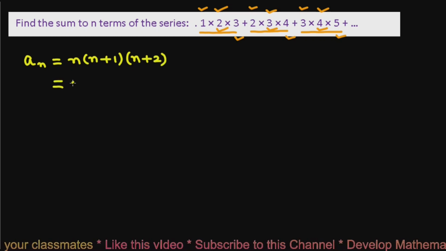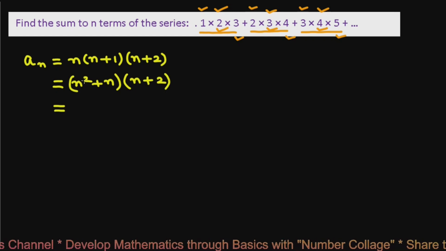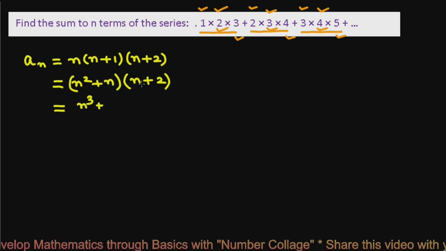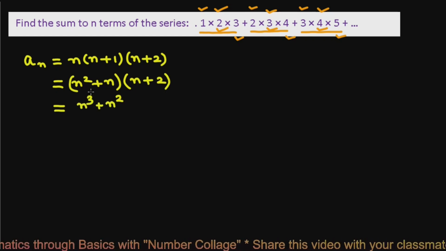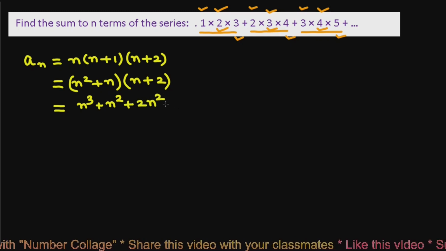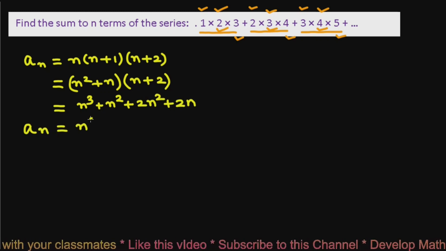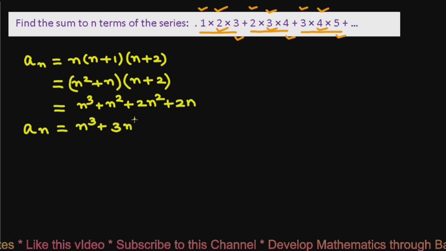That will be n square plus n into n plus 2. That will be n into n square, n cube, plus n into 2, 2n, plus 2 into n square, 2n squared, plus 2 into n, 2n. So the nth term will be an equals n cube plus 3n squared plus 2n.